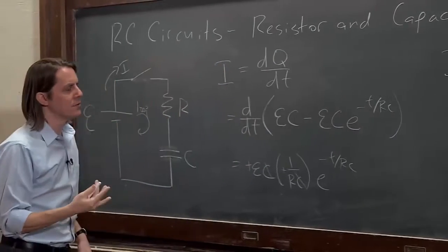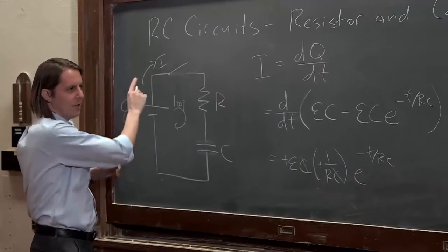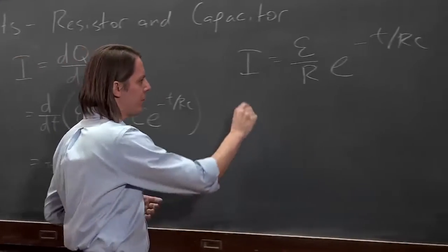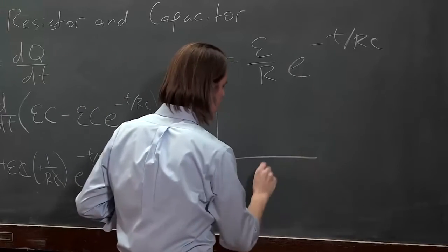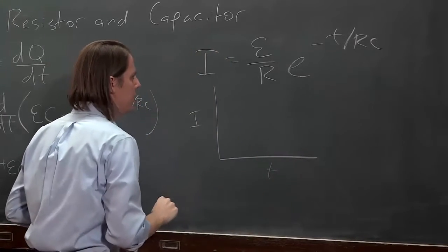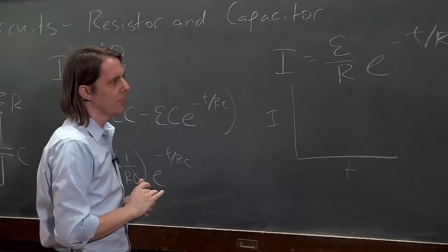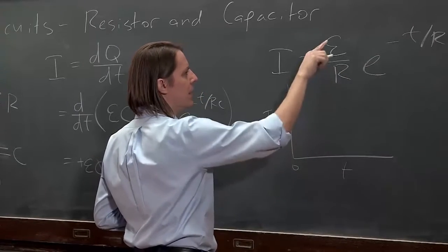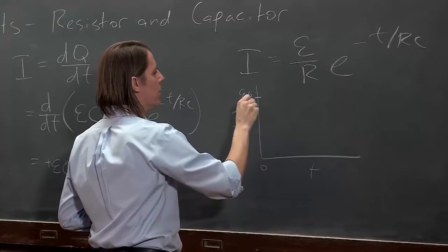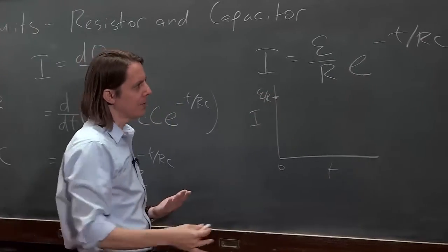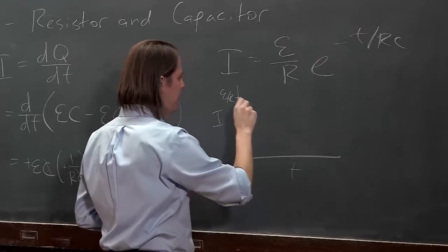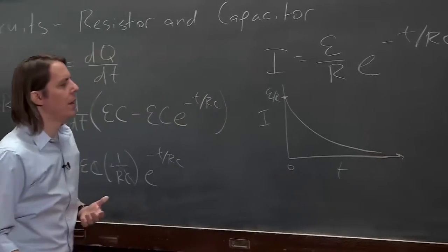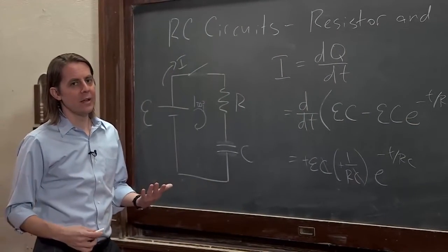So now we have the current as a function of time in terms of the things we were given: the EMF of the battery, R, and C. Let's plot it and see if it makes any sense physically. Time, current. At time equals 0, e to the 0 is 1. So it's going to start at t equals 0 up here at EMF over R. And if you know your exponential functions, this goes down exponentially. It's an exponential decay, something kind of like that. So we have a big current at the beginning, and it goes to 0.